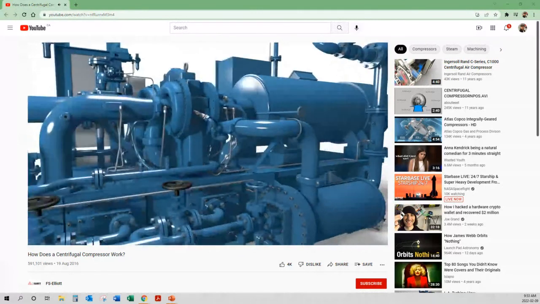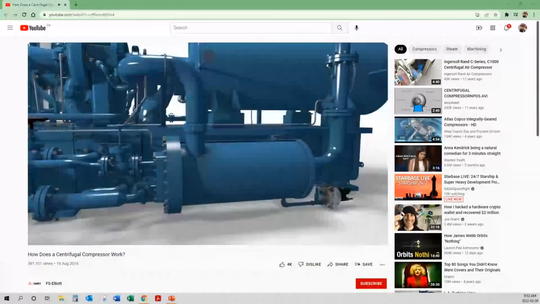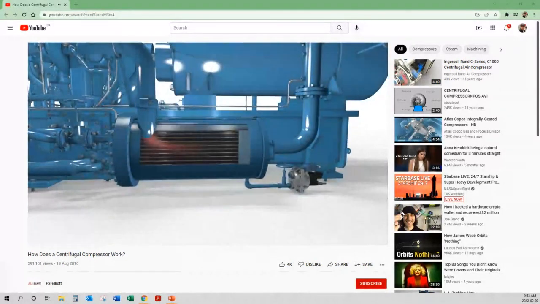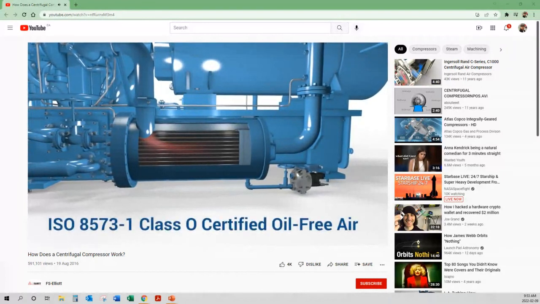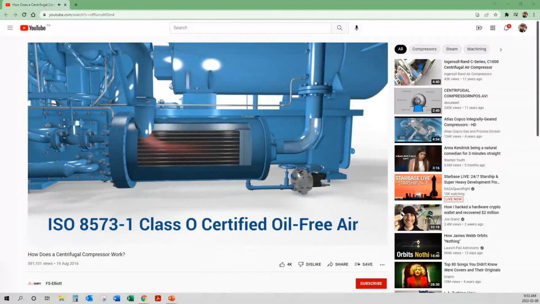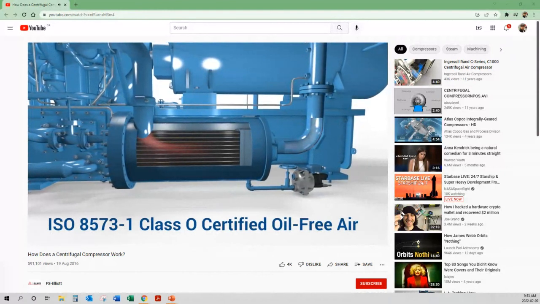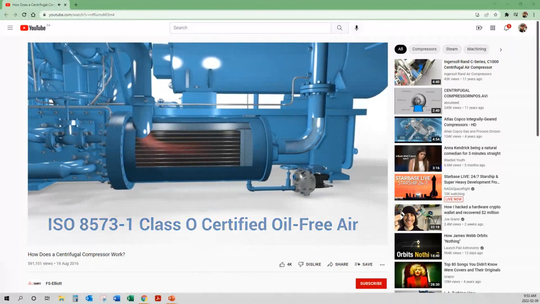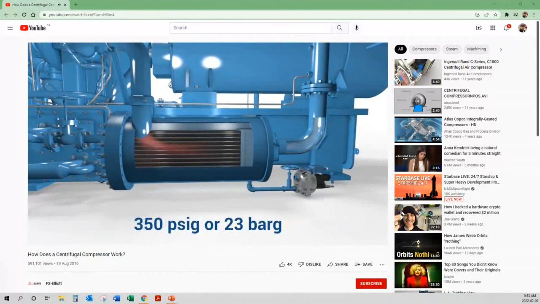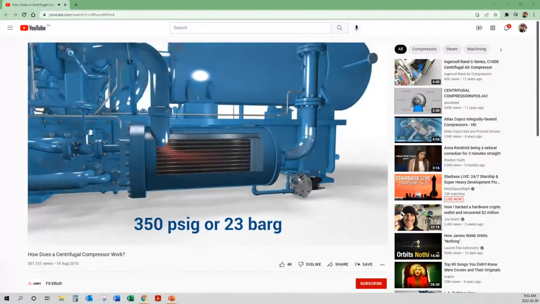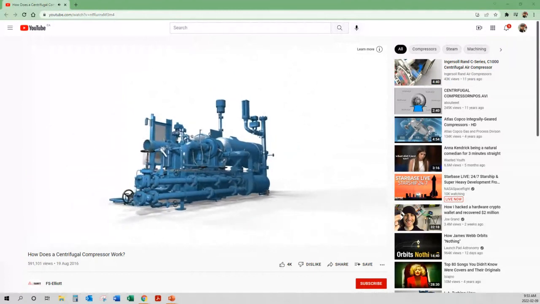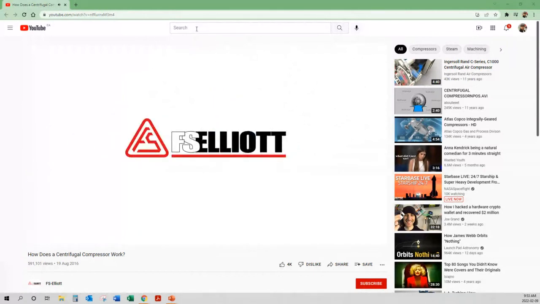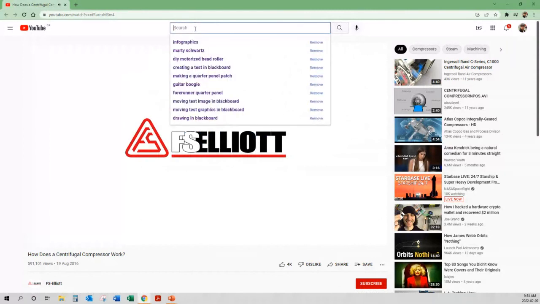The compressed air or gas then moves to the aftercooler, where it's cooled and any remaining moisture is removed. This highly energy efficient process concludes with the delivery of ISO 8573-1 Class 0 certified oil-free air, ready to power a variety of industrial applications. Depending on the number of stages within the configuration, discharge pressure can reach a maximum of 350 PSIG or 23 bar G. Whether your application calls for a hard-working industrial compressor package or an engineered custom design, you can count on FS Elliott to deliver efficient, energy-saving performance, ease of operation, and rugged reliability.